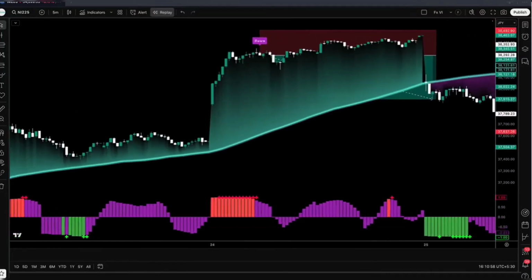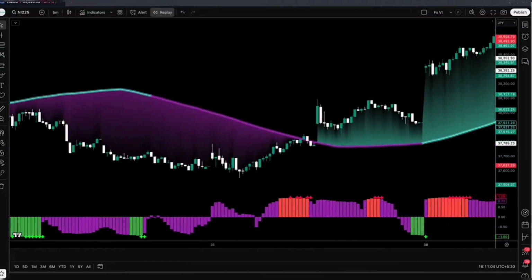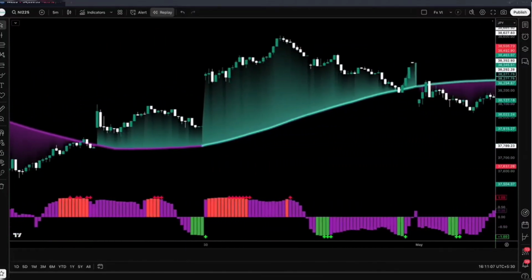Let's get into it. Now, to get started with this indicator, you first of all want to go to TradingView, the trading platform that I'm gonna be using.